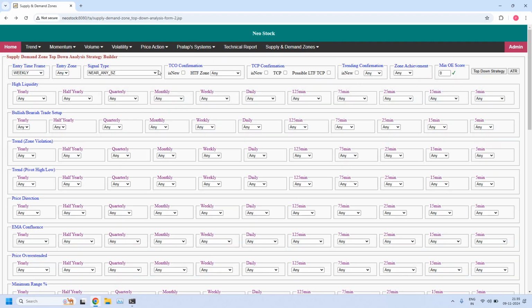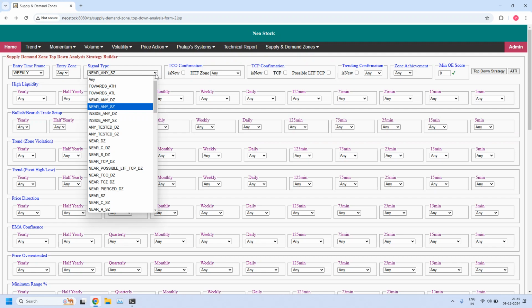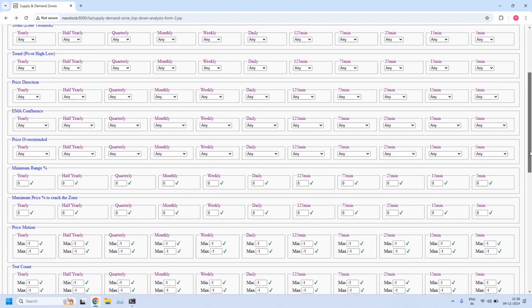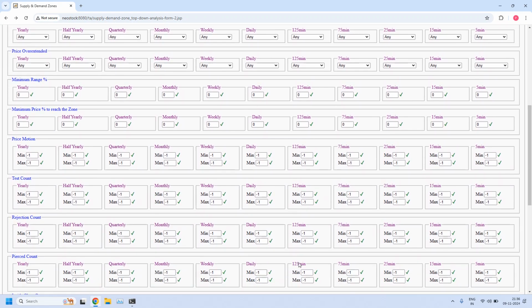Next, weekly time frame. Let us find the stocks where price closed inside the weekly demand zone. And the weekly zone should not be pierced. Because it is inside weekly demand zone, those weekly demand zones should not be pierced. So, in the pierced count at a weekly time frame, I am setting minimum value 0, maximum value 0. That means zone is not pierced.